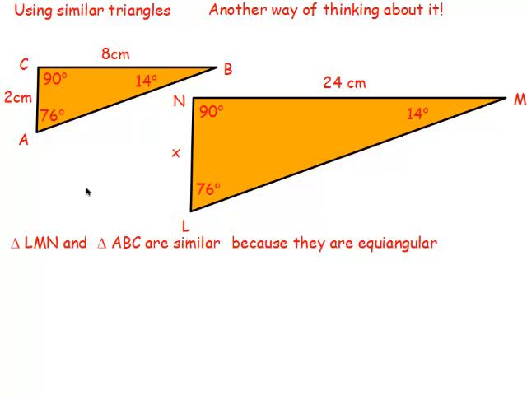We could do that in another way. Once we realise that these are similar because they're equiangular, we could look at the enlargement factor. Now the enlargement factor is obviously 3, because this side divided by its corresponding side is 24 divided by 8, which is 3. And therefore NL is 3 times its corresponding side, CA. That's what this little equation says here. Well, we know CA is 2, so NL must be 3 times 2, which is 6 centimetres. Same answer as we had before.